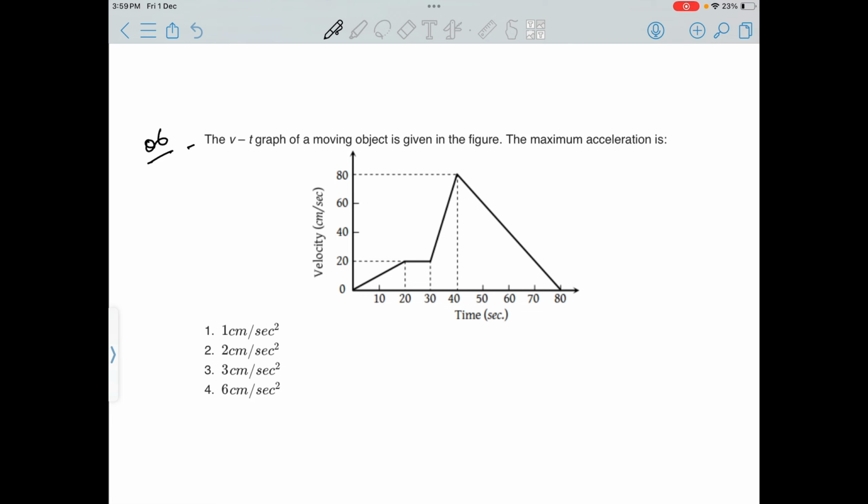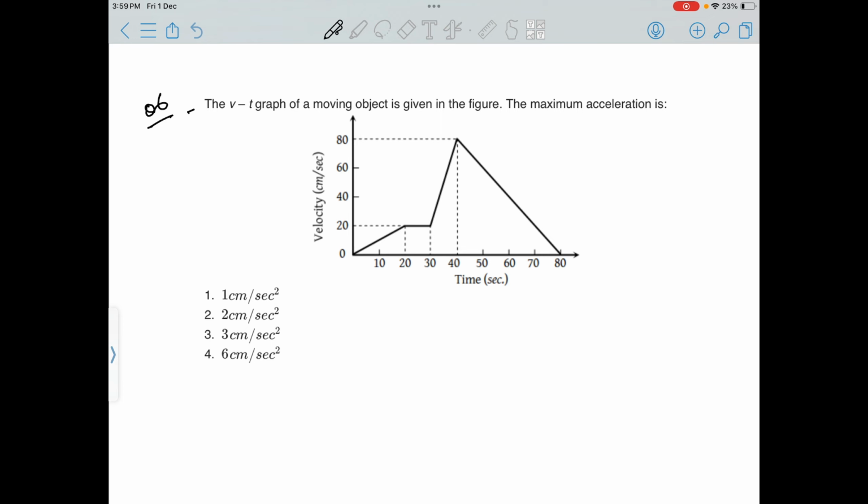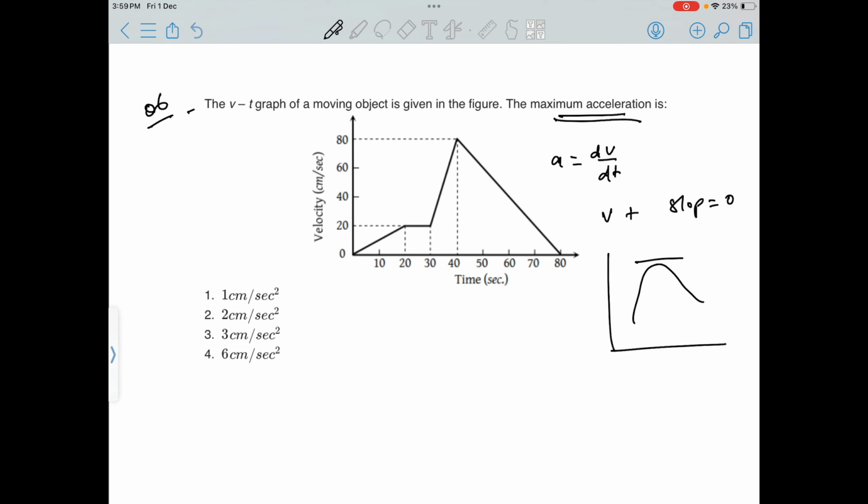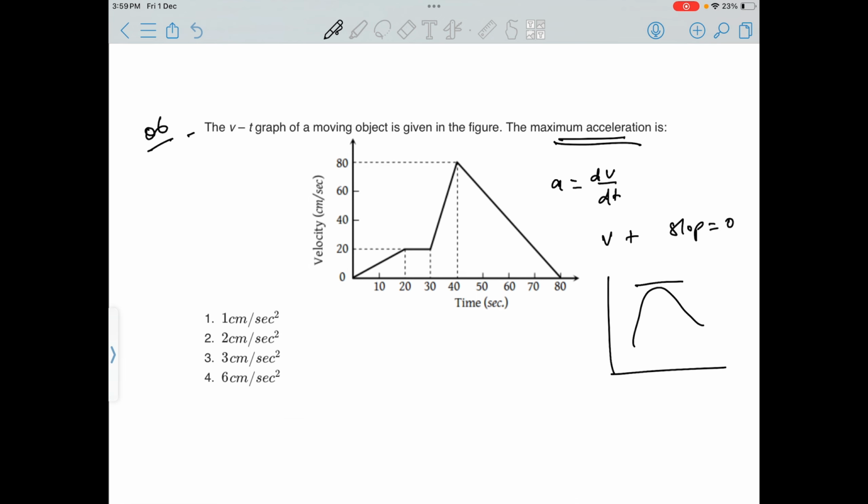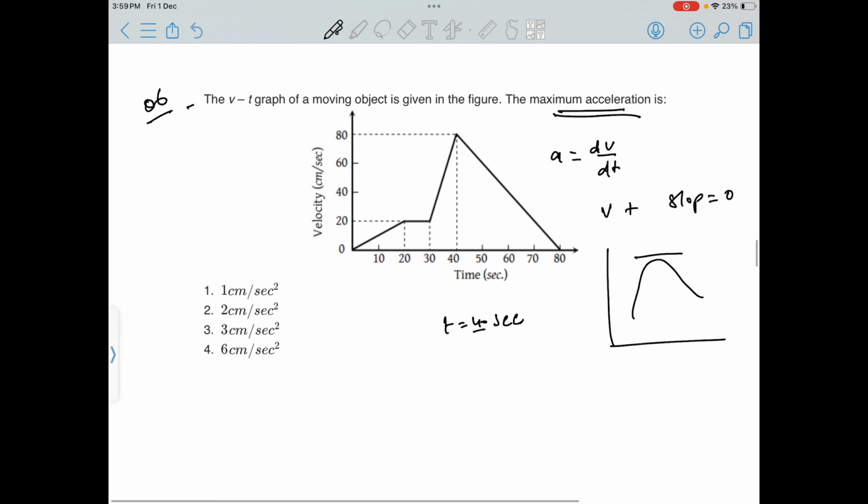Let's see question number 6. The VT graph is given in this question. Maximum acceleration we have to find. Acceleration is dv by dt, so maximum acceleration is where the VT graph slope is maximum. Here at t equal to 40 second. This one is maximum acceleration.